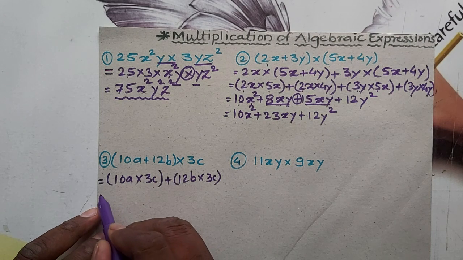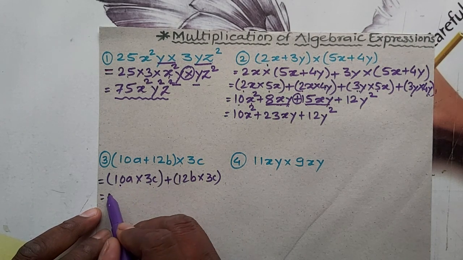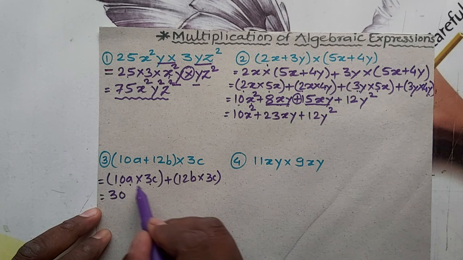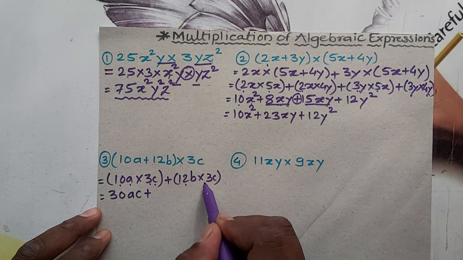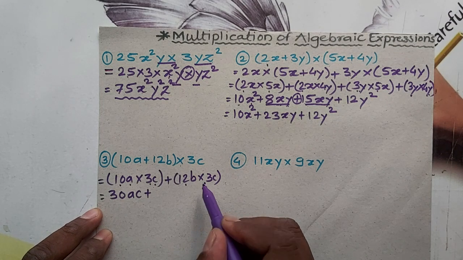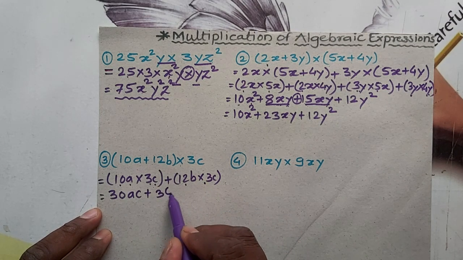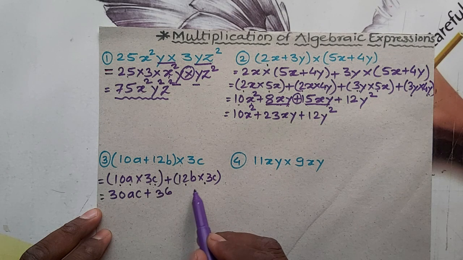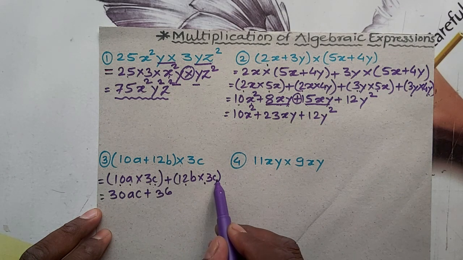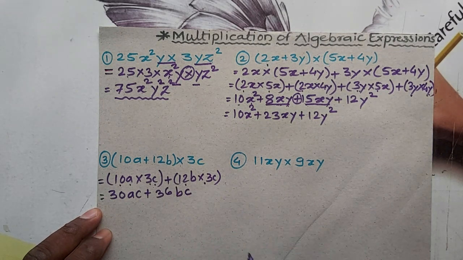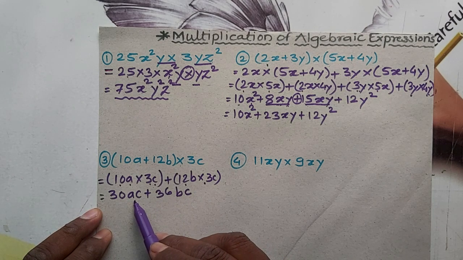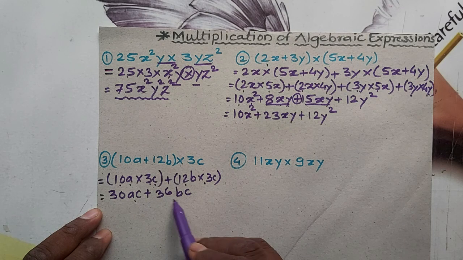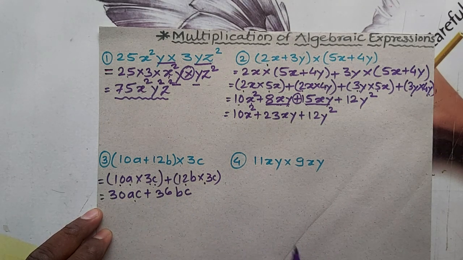Okay, now here 10 3s are 30, a multiplied by c means ac, plus 12 3s are 36, and here b multiplied by c means bc. So now, students, here ac and bc are not like terms. 30ac plus 36bc are not like terms, so we are not adding here. This is our final answer.